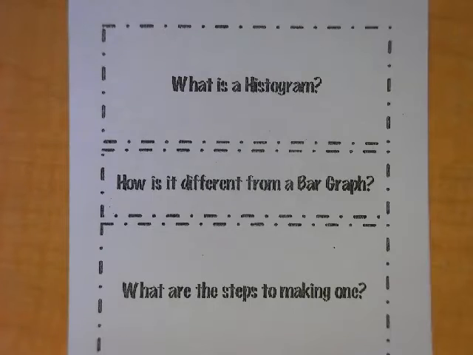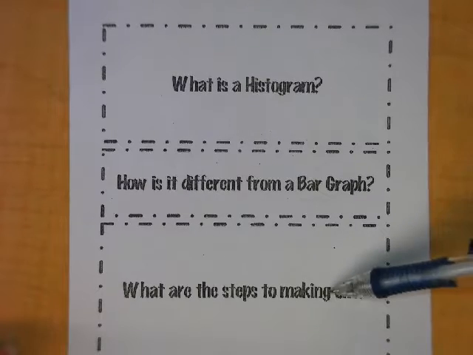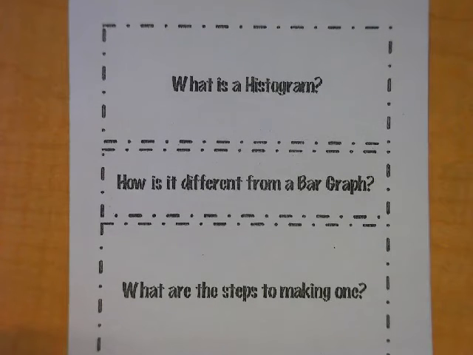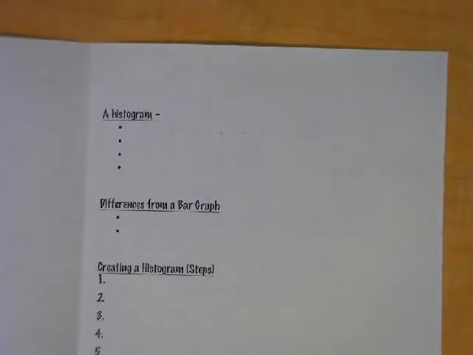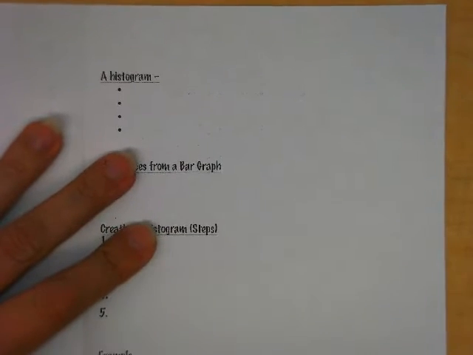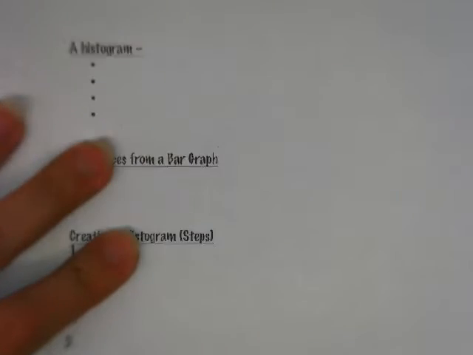So a histogram is in fact going to be the type of graph we talk about today. We're going to talk about how to make one and what we can read from it. So we're going to start with what a histogram is. We're going to open it up. I'm going to zoom in, make this a little bit bigger.